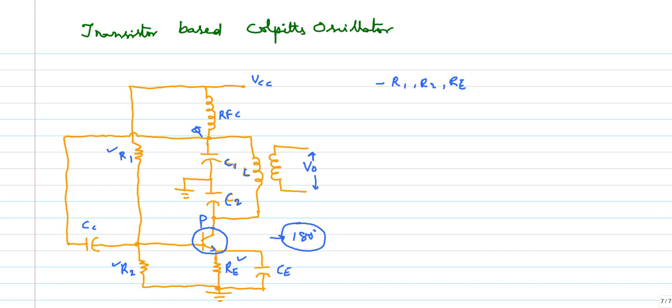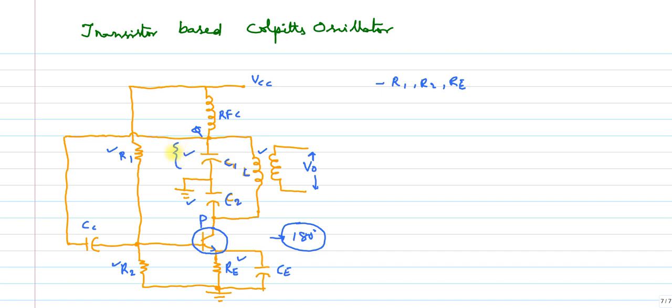And coming to the feedback network, it contains a tapped capacitor voltage divider, that is C1 and C2 in parallel with the inductor L. So this is our tapped structure. Based on this, the feedback network has been constructed, and the voltage across C1 is fed back to the amplifier.